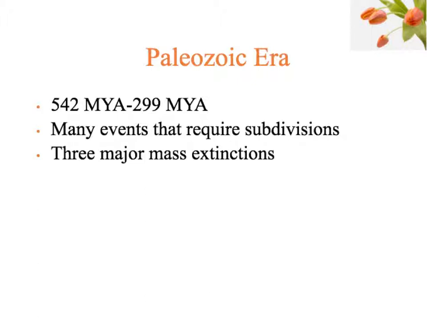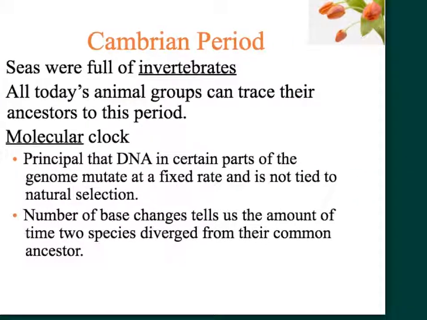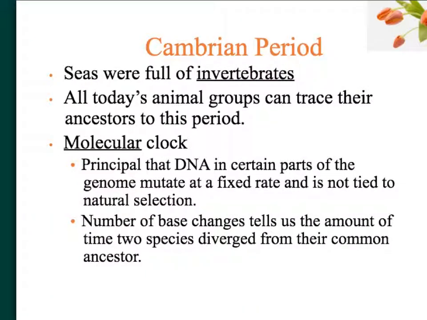Then we have the Paleozoic era, which is between 542 million years ago and 299 million years ago. There are many events in this time period, so we have a lot of subdivisions. So there are 3 major mass extinctions during this time period. In the Cambrian period, the seas were full of these invertebrates, and we've kind of been looking at the invertebrates. All today's animals, we can look at their groups and trace them back to ancestors in this time period.